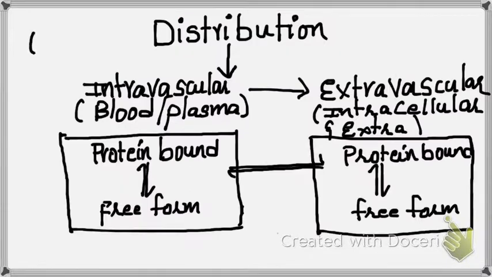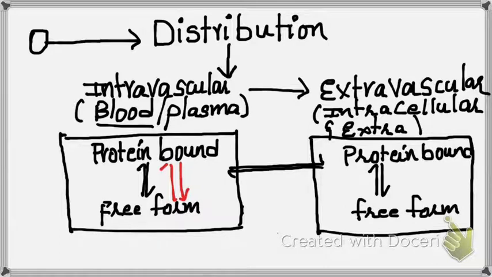We knew upon administration of the drug, it gets absorbed and then it moves into the systemic circulation, from where it gets distributed between the intravascular and extravascular compartments. Intravascular compartment is composed of blood or plasma, whereas extravascular compartment is composed of intracellular and extracellular fluids. In each compartment, drug exists in the equilibrium between the protein bound and the free form.